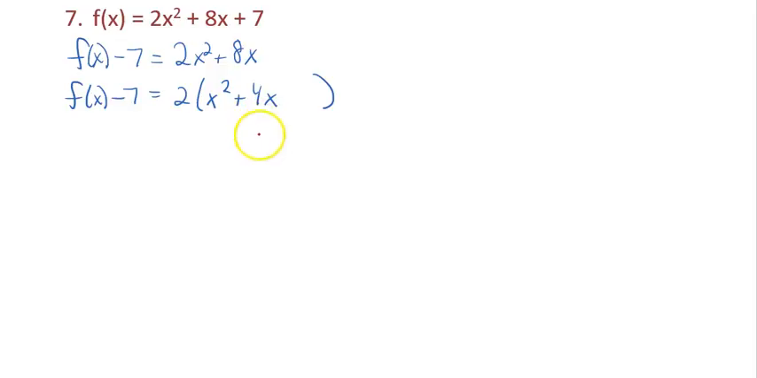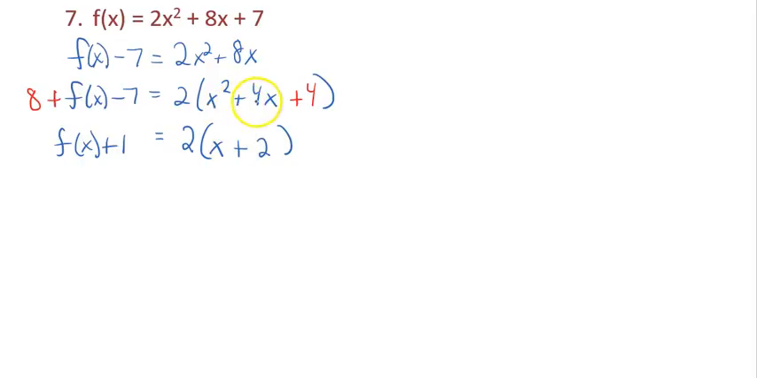Half of 4 is 2, 2 squared is 4, so I'm adding 4 inside. But really to this entire side, how much am I adding? 8. Because that 2 would be multiplied by that 4. So I need to add 8 on the other side. So over here I have f of x plus 1 because 8 minus 7 is 1. I'm going to bring down the 2. I'm going to factor to x plus 2 because you bring down this sign and half of 4 is 2 squared, and then I'm going to subtract my 1.